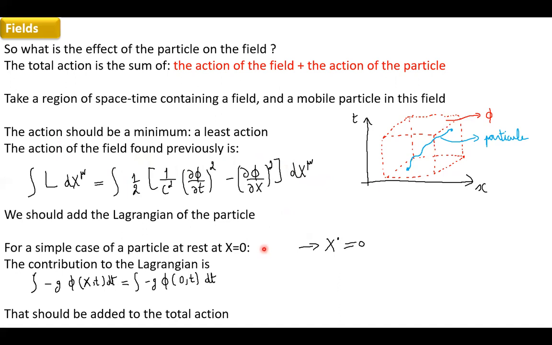Now we need the action or the Lagrangian of the particle. We should add something to this Lagrangian to take into consideration the particle. I will consider the most simple case of a particle at rest at x equals 0. So in this case, x dot would be equal to 0. So the contribution of the particle to the Lagrangian is minus g phi, what we saw previously, minus g phi at (0, t), because it's at x equals 0, times dt.